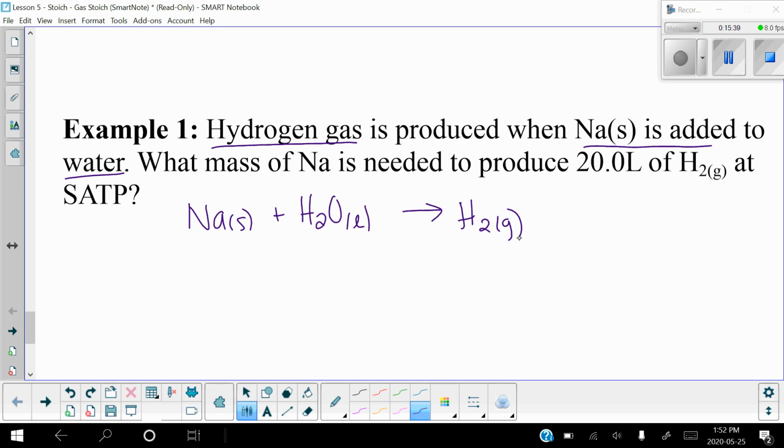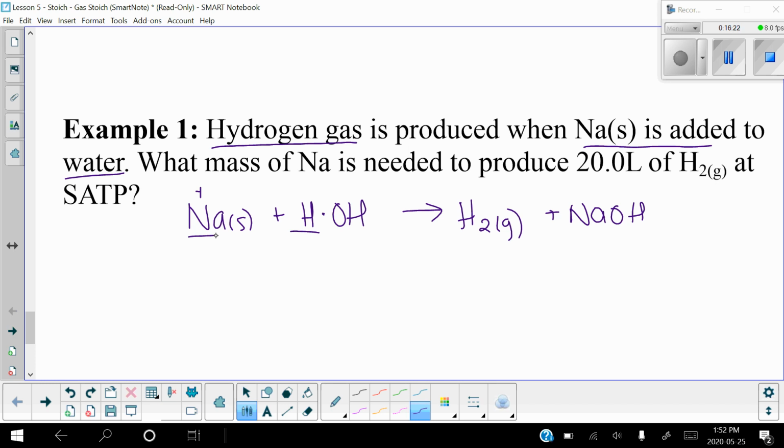This is going to be like a single replacement reaction because you have a cation switching places with a cation. So it's going to produce sodium hydroxide. Okay, perhaps it will be better if I draw this reaction like this. So we have HOH. They're kind of connected together like that. The hydrogen and the sodium metal are switching places.